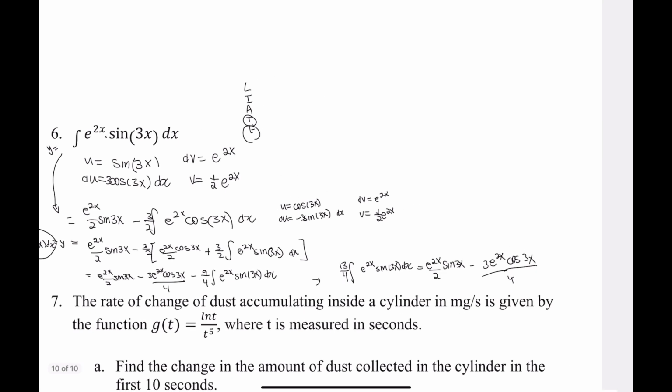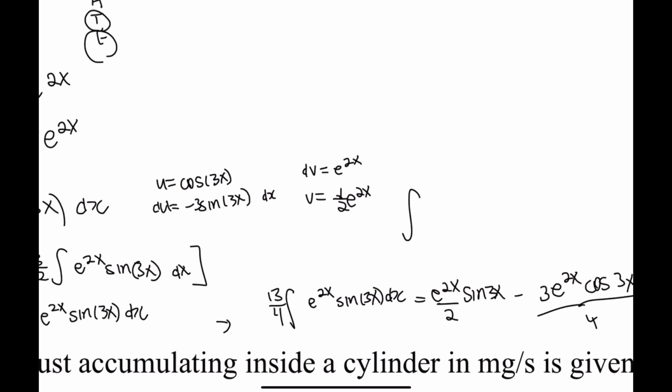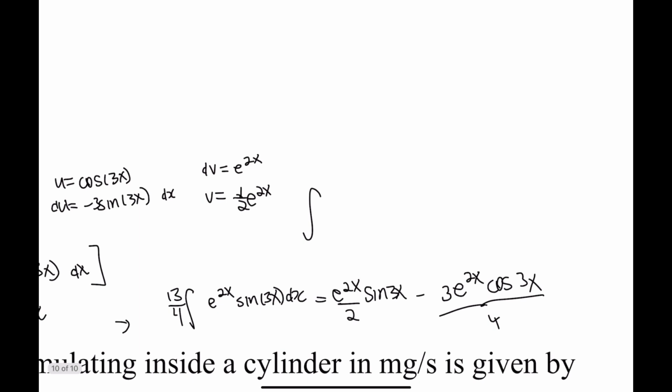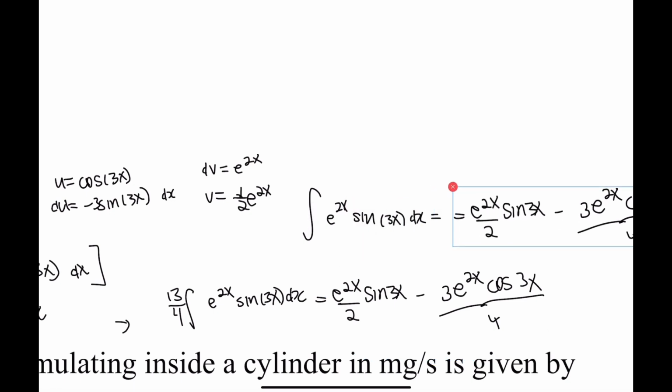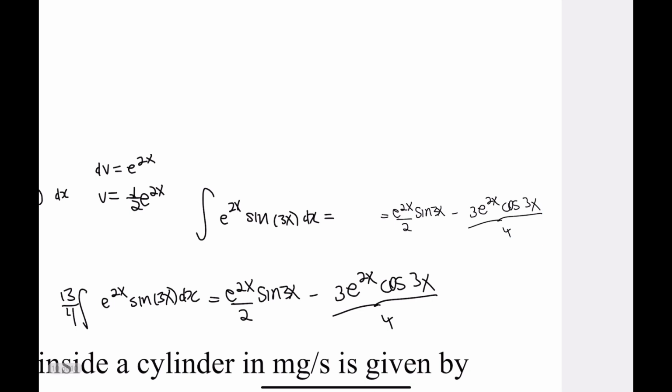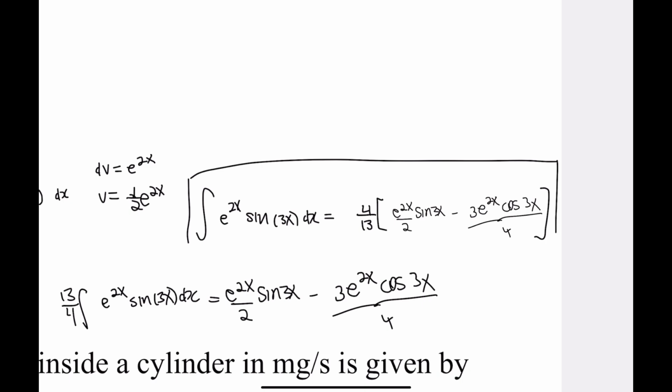Okay, and then to find the actual answer, we're going to divide each side by 13 over 4, so the integral of e to the 2x sine 3x dx equals the same thing. Then I'm just going to put a huge square bracket and use a shortcut like this. So this is going to be our answer.